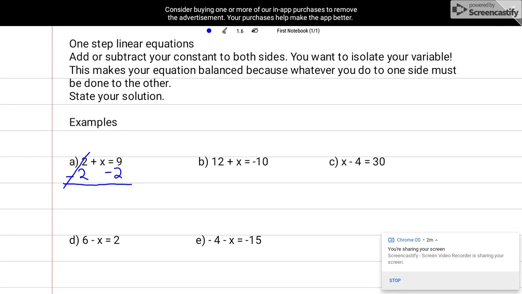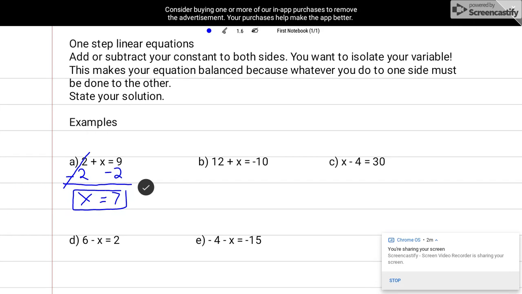So on the left side, since that 2 minus 2 is 0, I don't even need to write it. And I have just the positive x left on the left side. You have to have a positive variable. You cannot have a negative variable. And then 9 minus 2 is going to give me 7. So this is my solution, x equals 7.